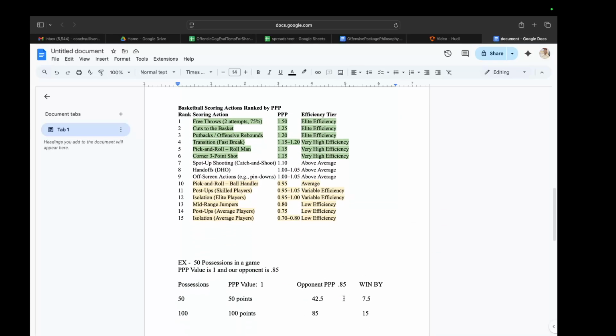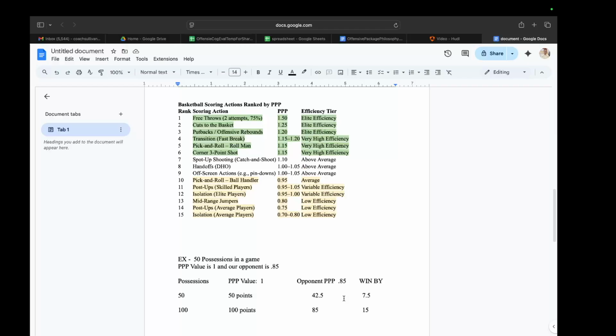Now, let's take a look at another chart showing some of the actions of the individual. Free throws, right? If you're taking free throws, you should have a pretty high value, which again is putting pressure on the rim, getting fouled, driving to the hoop. There's nobody guarding you. The average is 75%, which turns into 1.5 PPP value. Cuts to the basket, we talked about putbacks. You'll see these in green, transition, pick and roll, corner 3.